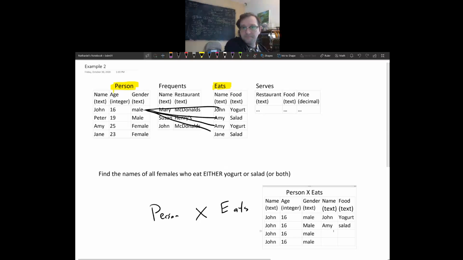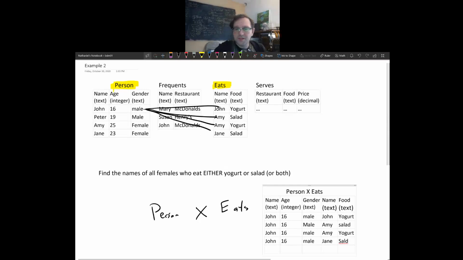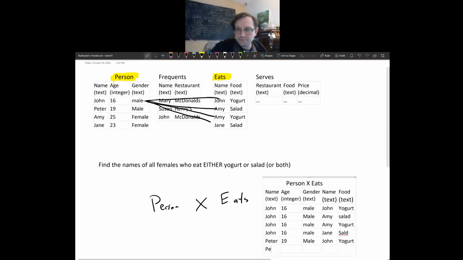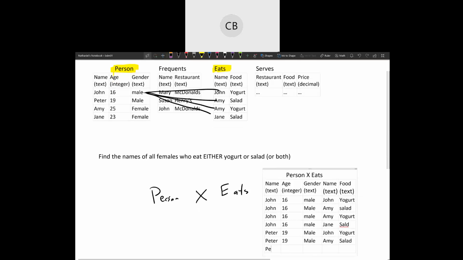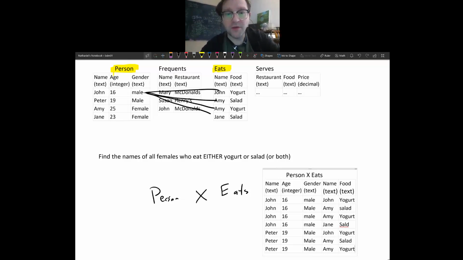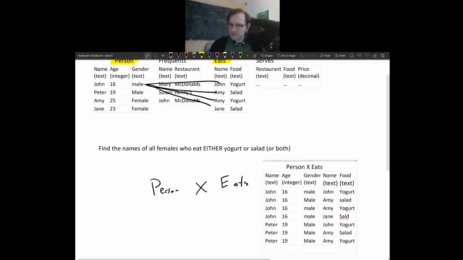First he gets paired with John, then Amy and salad, then Amy and yogurt, and then Jane and salad. And then we pair up Peter, who's 19 and male. He gets paired with John and yogurt, then Peter, 19 male, would get paired with Amy eating salad, and Peter would also get paired with Amy, who eats yogurt. And do you have the kind of idea how this would work? And I don't want to necessarily finish this.